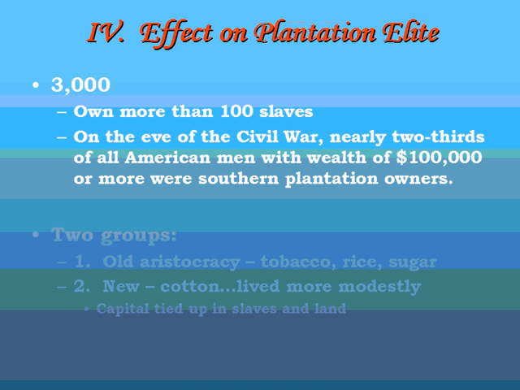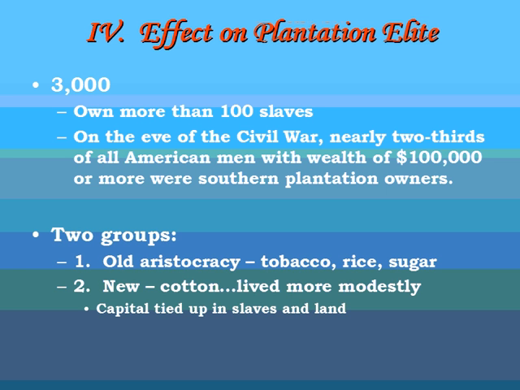There are two groups of plantation elite. The older group is the group that is centered in the Chesapeake, Virginia, Maryland, and in South Carolina. And they raised tobacco, rice, and sugar. The newer group grew cotton. They lived more modestly. Their capital was tied up in slaves and land.